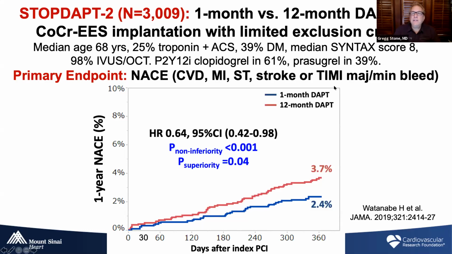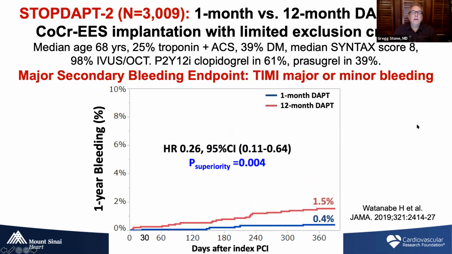But if you break this down into ischemia versus bleeding, which of course you always have to do, their major secondary endpoint was TIMI major or minor bleeding. And here they clearly showed a reduction. And TIMI minor bleeding is a misnomer. This is still large bleeding. And they had a reduction of 1% bleeding. And no matter what scale you use, there was a reduction in important bleeding by about 3/4.